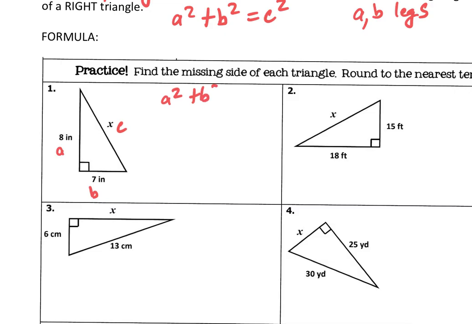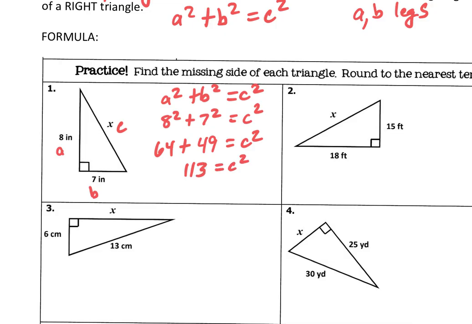I won't rewrite this every time, but I'm going to write it down since this is the first one we're doing. We're going to plug in numbers for A and B, or whatever values that we have. So 8 squared plus 7 squared equals c squared. Okay, and then we're going to solve it. So 8 squared would be 64. 7 squared would be 49. Which is 113. And then to finish it out, we take the square root.